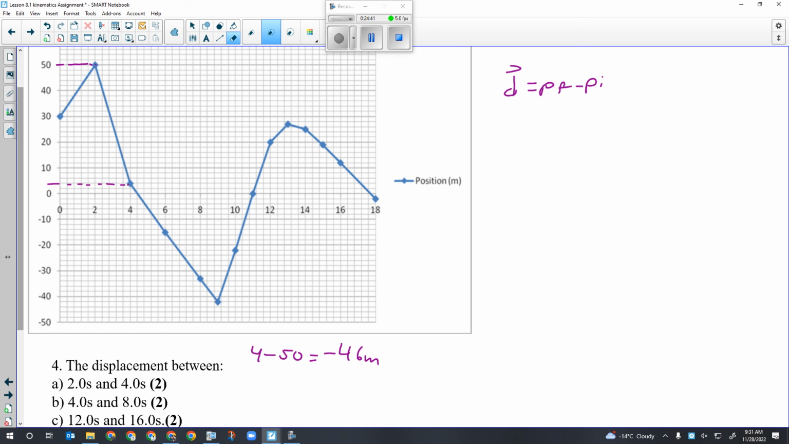All right, between 4 and 8 seconds. Well, I already established what the position at time 4 seconds was. It's positive 4 meters. And 8 seconds is right here at that point. That looks like negative 33 to me, so negative 33 minus 4 should be negative 37 meters as a displacement for part B.